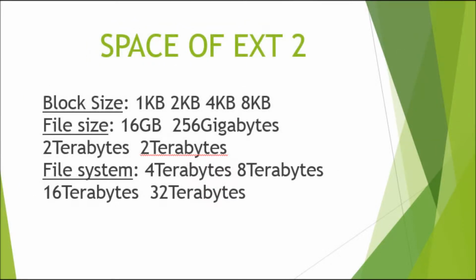Space of ext2. Block size: 1 KB, 2 KB, 4 KB, 8 KB. File size: 16 GB, 256 GB, 2 TB. File system: 4 TB, 8 TB, 16 TB, 32 TB.